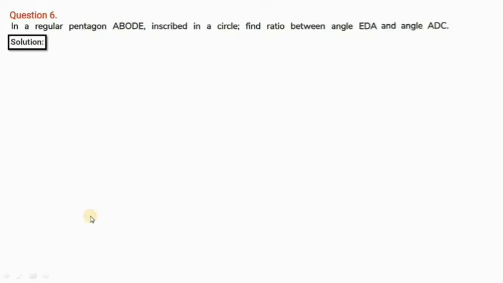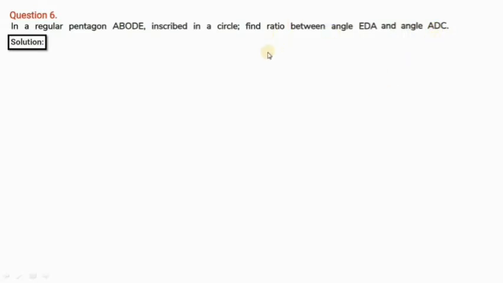Alright, so in this video we'll cover the rest of the problems, that is question number 6 till question number 10. So let's have a look at the first question, that is question number 6. Question 6 says, in a regular pentagon ABCDE, this is not O, this is C, inscribed in a circle, find the ratio between the angle EDA and angle ADC.